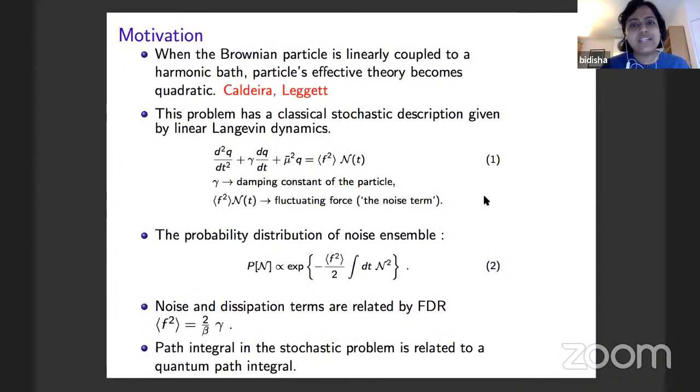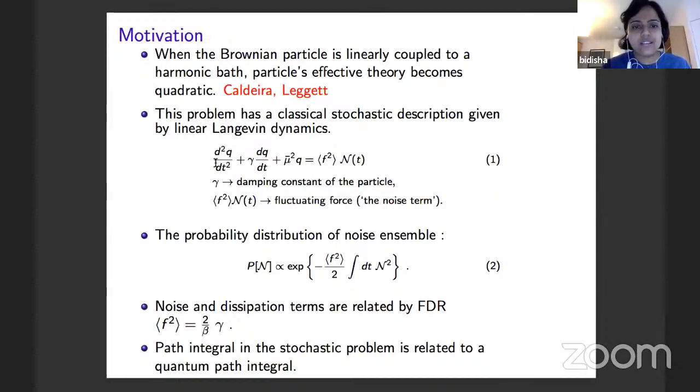So when the Brownian particle is linearly coupled to a harmonic bath, it means that the coupling between particle and bath degrees of freedom is bilinear, then the particle's effective theory becomes quadratic. And this is the well-known Caldeira-Leggett model. So they had considered such a microscopic theory where the particle was linearly coupled to the bath oscillators, and they integrated out the bath degrees of freedom and constructed the effective theory of the Brownian particle. And that effective theory was a quadratic effective theory. So this effective theory has a classical stochastic description given by linear Langevin dynamics that they observed.